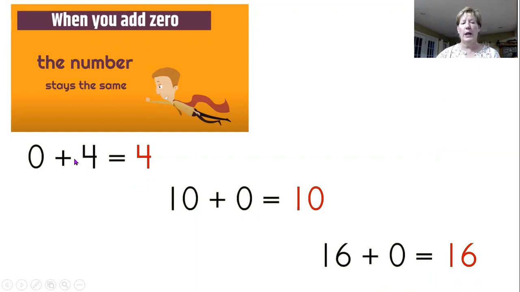See how there's a 4 here? We're adding 0 to 4. Look, the sum is 4. Look at this equation. 10 and 0 equal 10. See how there's a 10 here? And look, the sum is 10. Stay the same. And look at this one. 16 and 0 equals 16. That number 16 did not change. It's the same as the sum. So cool. Now you learned a little bit of something about adding 0.